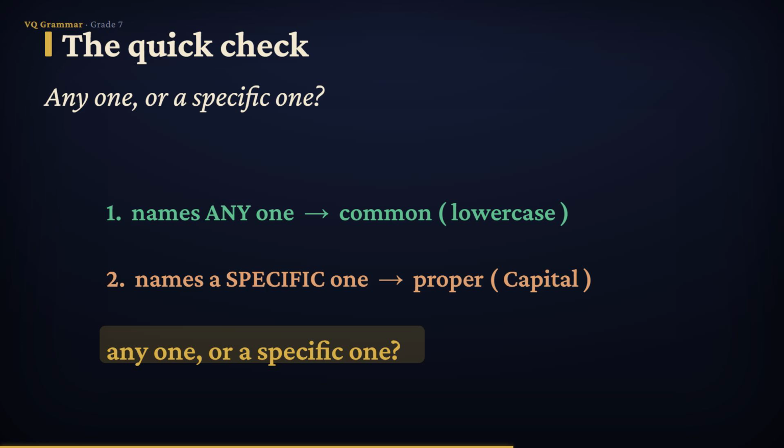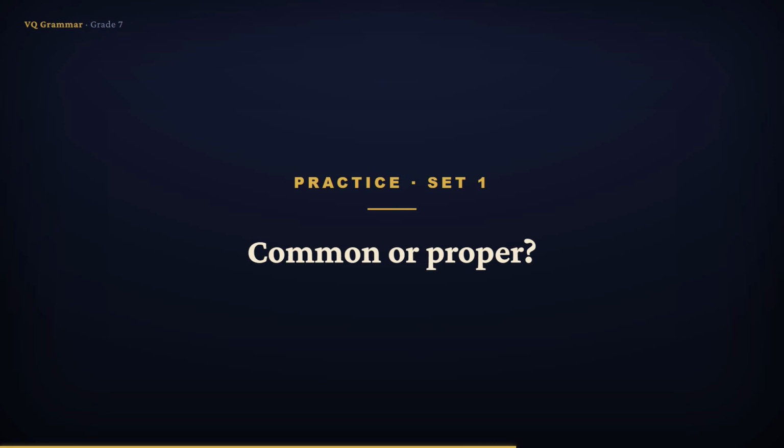Let's practice together. Time to practice. In this first set, each word or phrase is a noun. Decide whether it's a common noun that names any one of its kind, or a proper noun that names one specific thing. Pause the video and choose before I reveal the answer.